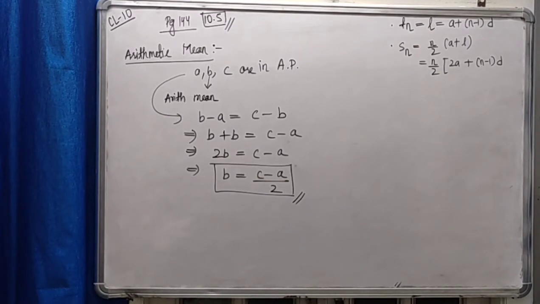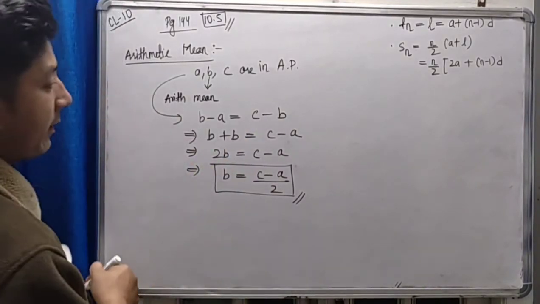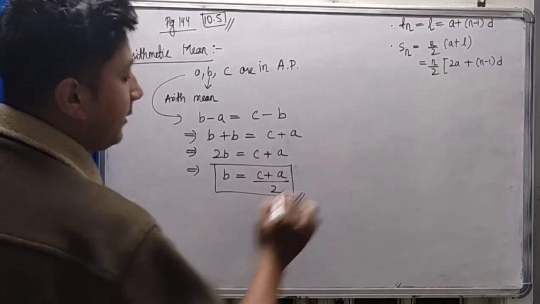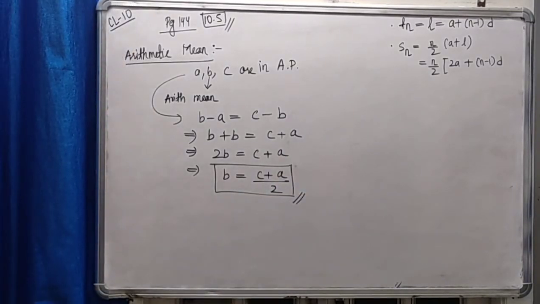All right. Okay, sorry, there is a mistake out here. It is not c minus a, actually it is c plus a. So c plus a, okay, c plus a divided by 2. Please correct it.